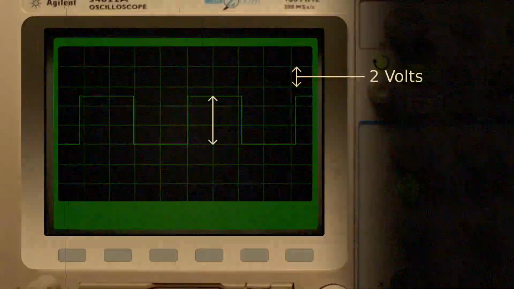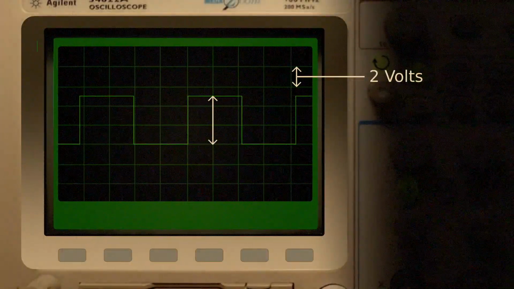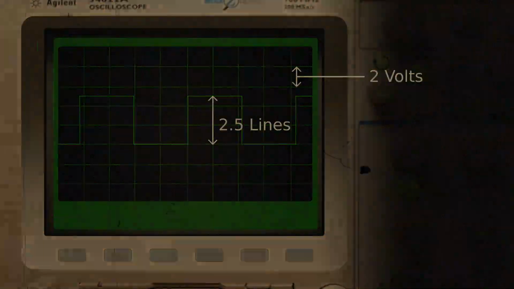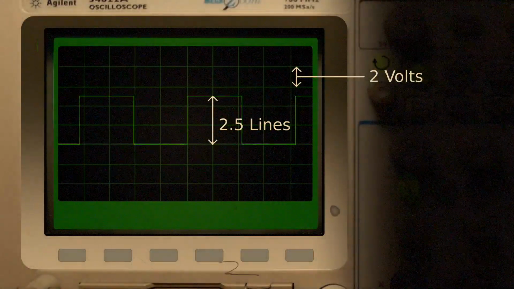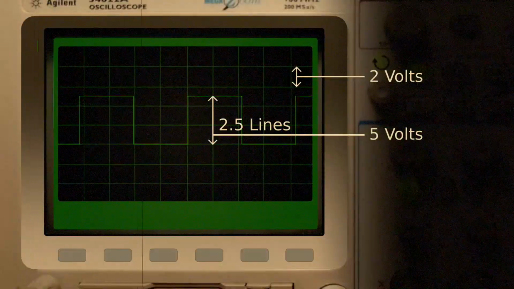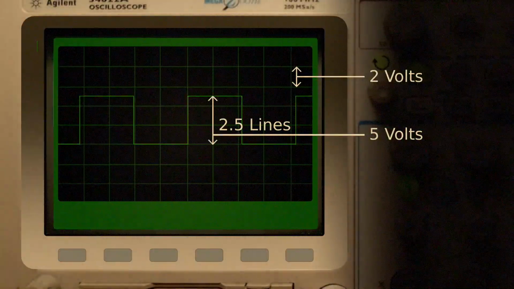Using a line to measure our wave against this grid from the ground reference point, the peak of this wave rises to 2 1/2 lines of the grid. Therefore, at 2 volts per division, this wave peaks at 5 volts. You can also say that this wave is 5 volts from peak to peak.